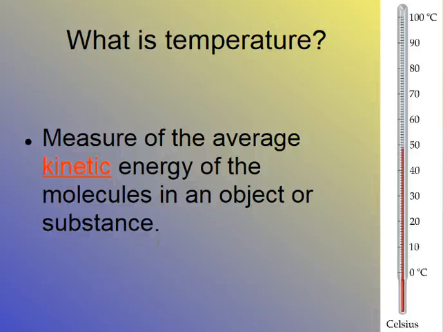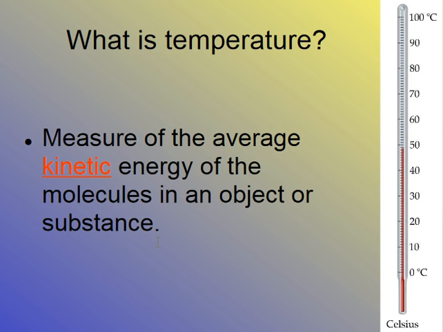If something is really, really cold, think of a solid, it's not going to move very fast. Or if you've been outside in the winter time for a long period of time, your muscles are stiff, you're cold, you're not going to move very fast. Same thing with ice. It's so cold, those molecules are not moving very fast at all. But as you heat stuff up, those molecules start moving faster and faster. So temperature is simply a measure of the average kinetic energy of the molecules in an object or substance.